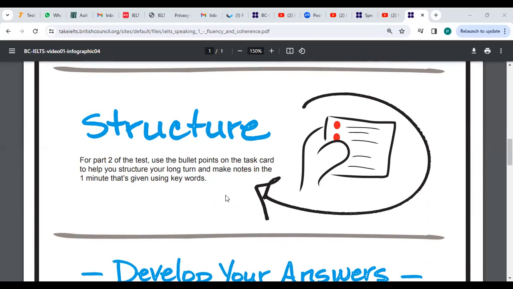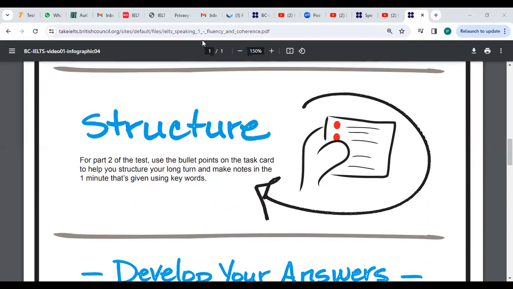Structure. I should read the structure. That's right. Okay. For part 2 of the test, use the bullet points on the task card to help you structure your long turn, and make notes in the 1 minute that's given using the key words.